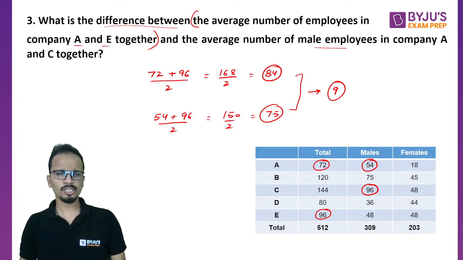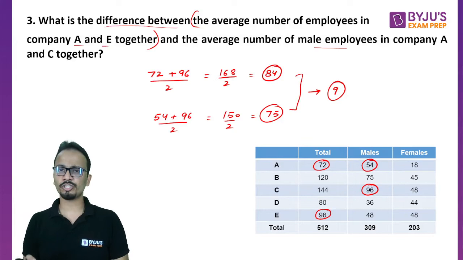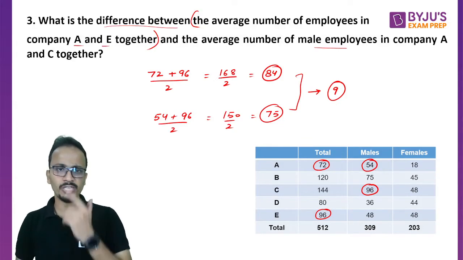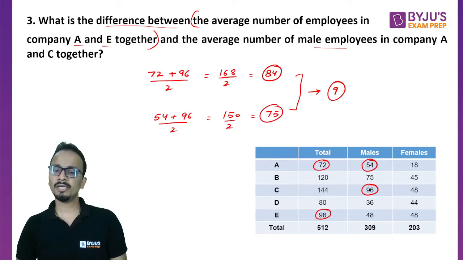Options are not given, so this is a type-in-the-answer type of question, where we have to type the answer. So the answer for this question will be 9.